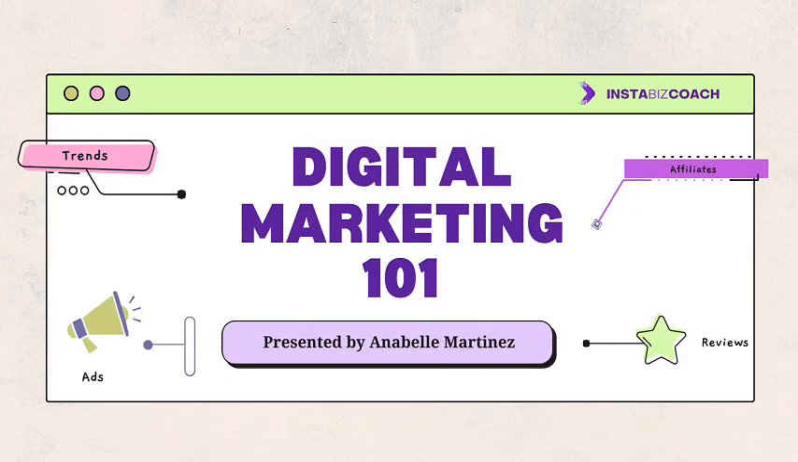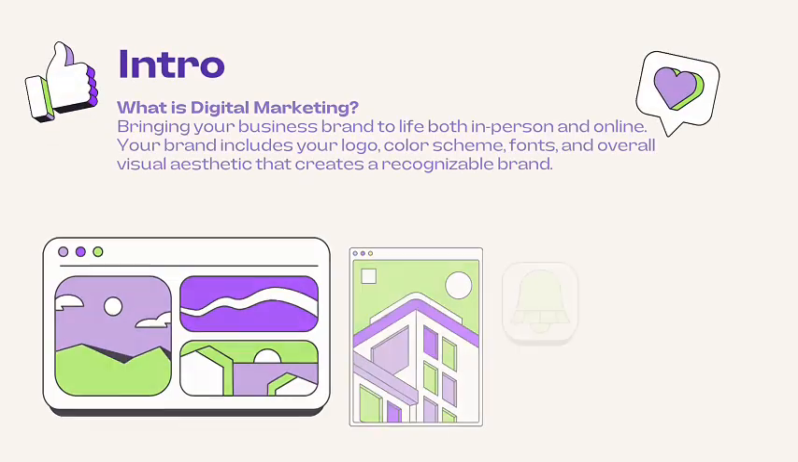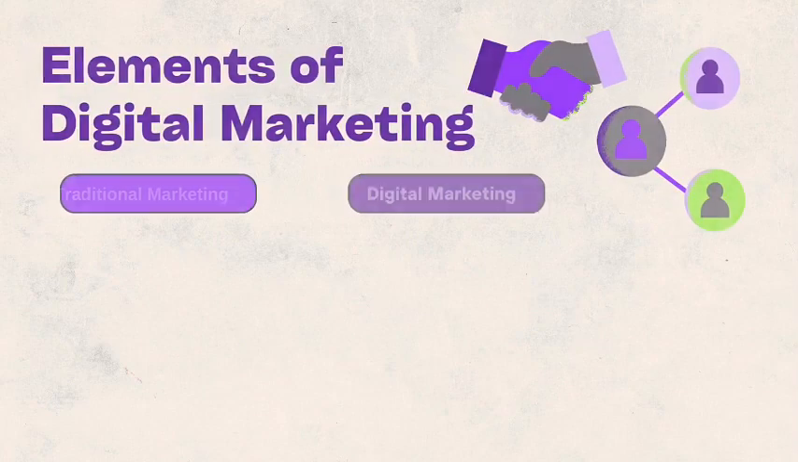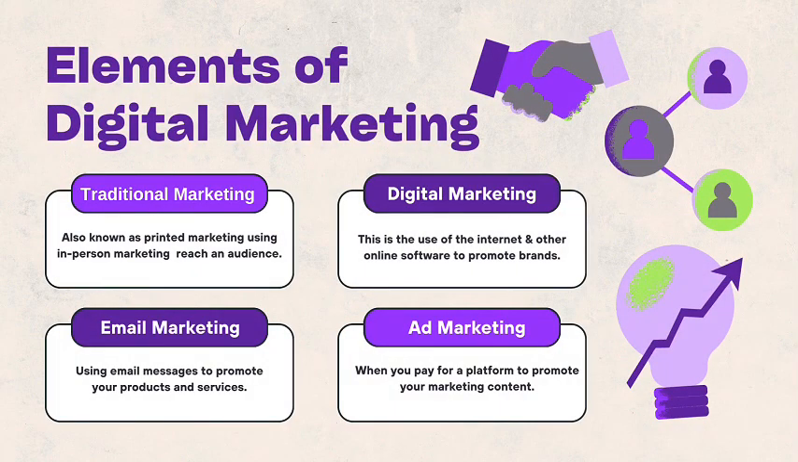So, digital marketing is any content that you create online that can represent your business, both in person or printed material. Think of what the elements of digital marketing are. We have traditional marketing, which is known for being printed, using in-person marketing to reach your audience, having more events or flyers. That is traditional marketing. Now we move to digital marketing. Digital marketing is where we use the internet and other online and digital programs.